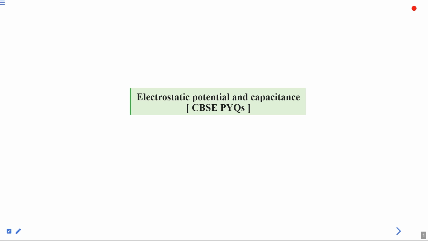So the topic we are going to discuss today is electrostatic potential and capacitance CBSE PYQs.